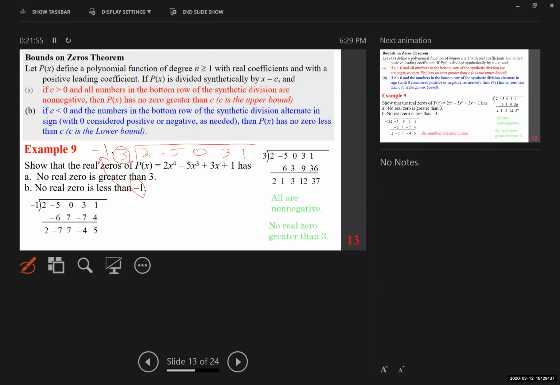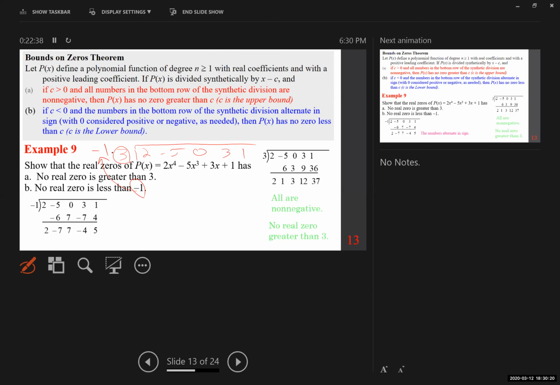What do we notice? They are alternating in sign, aren't they? And that's also a theorem on bound. If the resulting row alternates, that is also a bound on the negative side, which means a lower bound. So we established that -1 is a lower bound. If that is a lower bound, we don't have to check -2 or -3 or any other number that is less than that. Is everybody okay with the concept? We're going to move on.